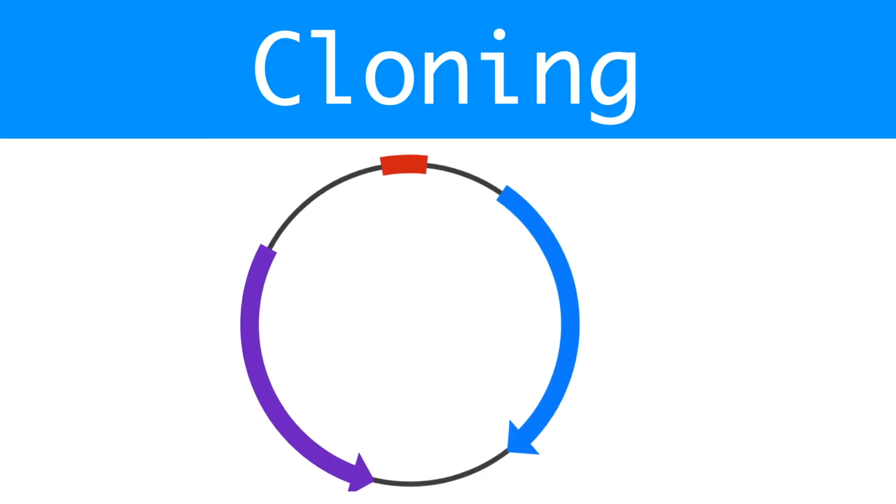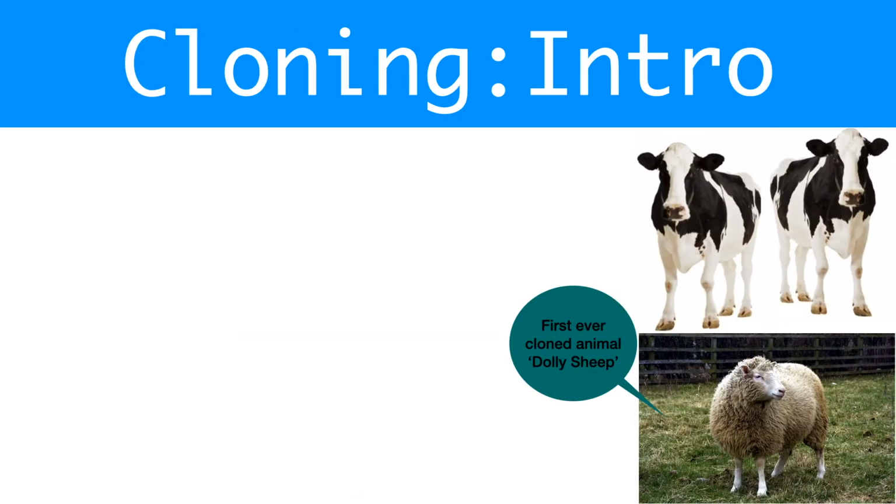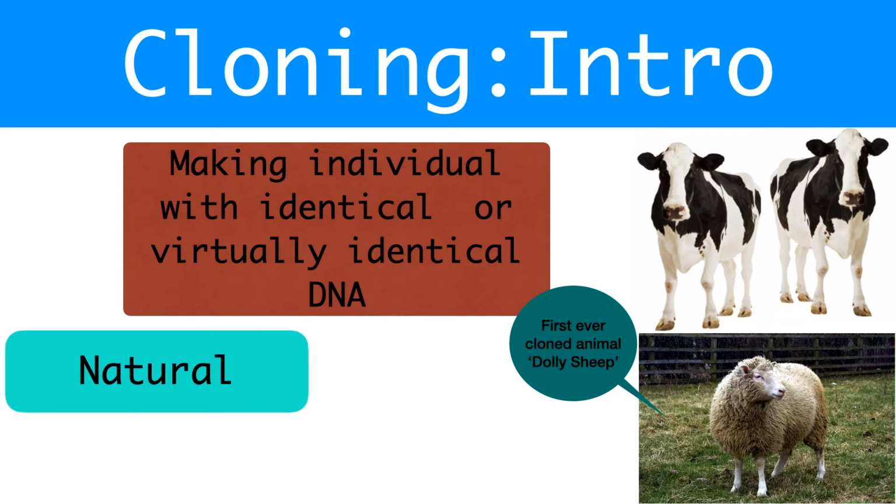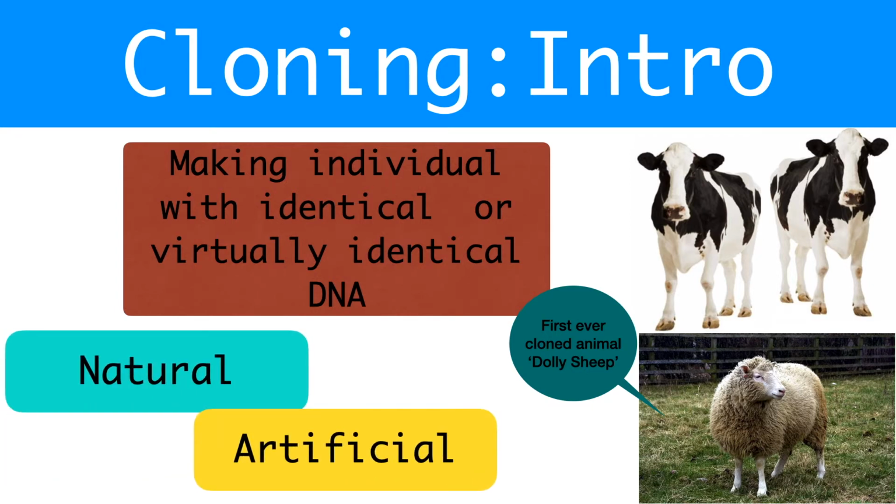Today I'm going to present about cloning. What is cloning? Cloning is a general term that describes a number of different processes that can be utilized to produce genetically identical copies of a biological entity such as an animal, a plant, or any prokaryotic or eukaryotic cells. During the cloning process, it makes an individual with identical or virtually identical DNA. It can happen either naturally or artificially in a laboratory.